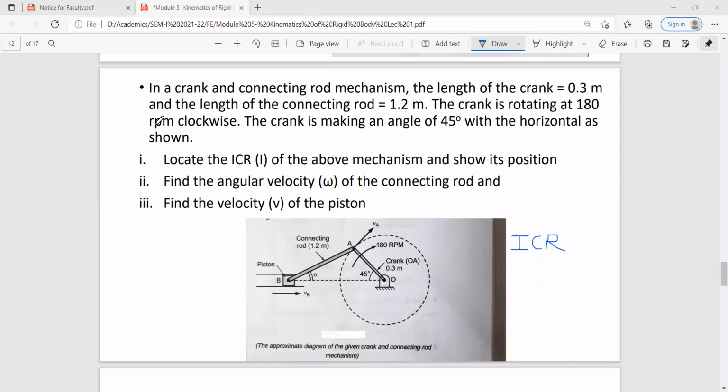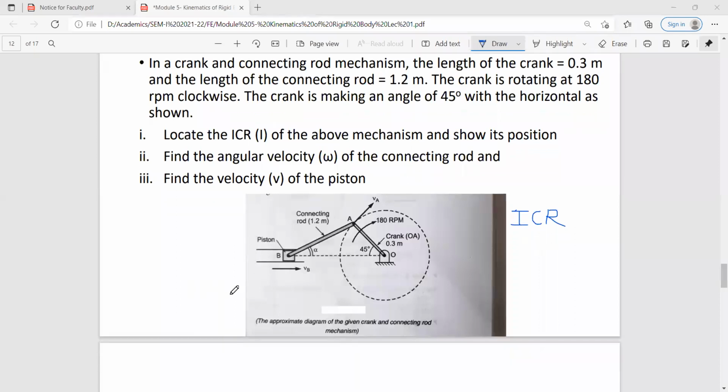Okay, so let us try to solve it. I'm reading the example for you. In a crank and connecting rod mechanism, the length of the crank is 0.3 meter. So this crank OA, it is a crank, okay? Its length is given to be 0.3 meter. So better we write down all the given data here.